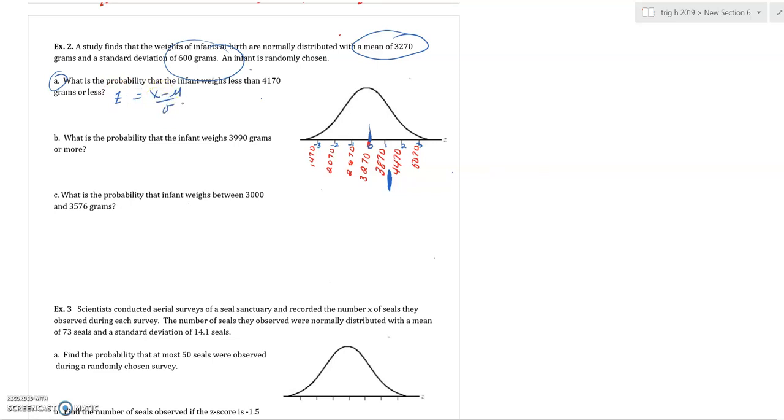So let's go ahead and start by finding our z-score. Go ahead and pause the video and find the z-score associated with a weight of 4,170 pounds.